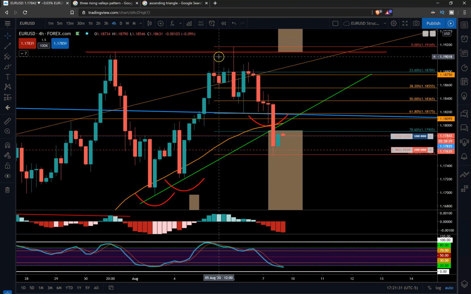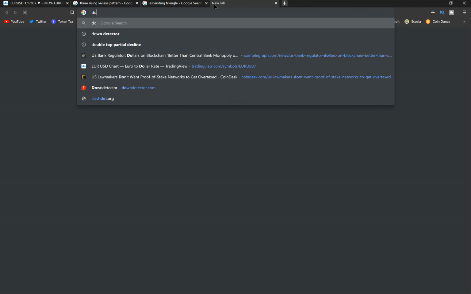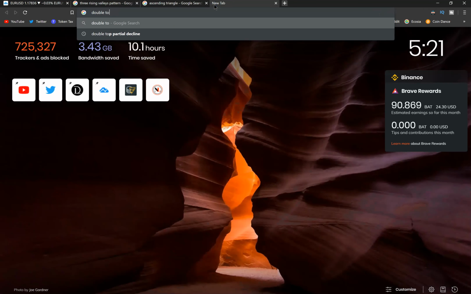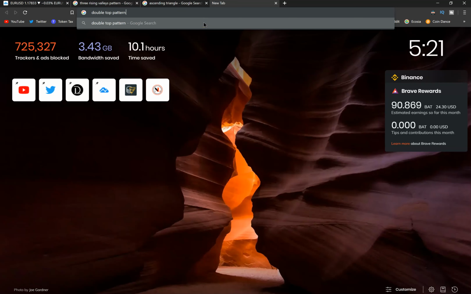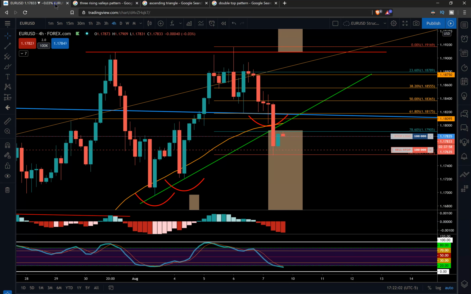It made a double top, and as you all know, with a double top, let me look that up for you all. Double top pattern. How to play a double top. A double top and double bottom are reversal chart patterns observed in the technical analysis and financial trading markets of stocks, commodities, currencies, and other assets. So this is a reversal pattern, and how to trade a double top pattern.